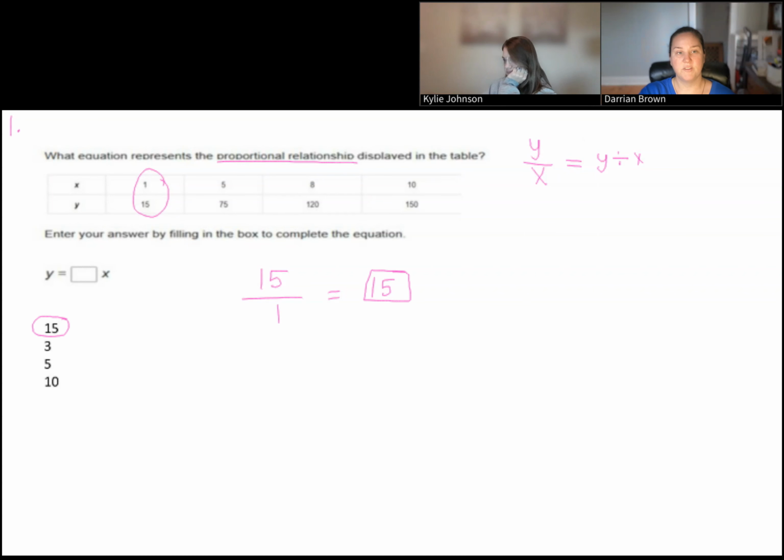Now, if you chose any of the other number pairs, 75 over 5, that also equals 15. 120 divided by 8 equals 15. 150 divided by 10 equals 15. But since we know that it's a proportional relationship, we just needed to do one. Okay, any questions on that one? I'll give you about 30 more seconds to copy down what I wrote, and then we're going to move on.